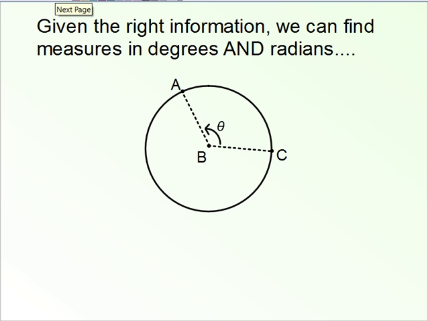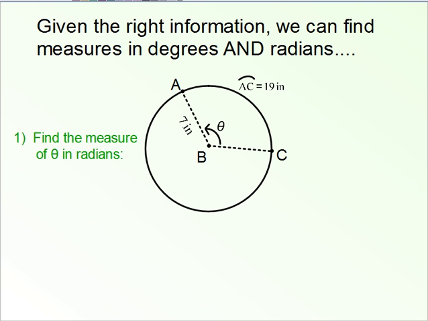Our central angle, remember, we call theta. And arc AC, notice the notation here. A and C are the two endpoints of my arc. And I use a little arc symbol to indicate that it's an arc, not a line or a segment or anything else. So arc AC, I'm going to say, is 19 inches from end to end. My radius, we're going to say, is 7 inches.